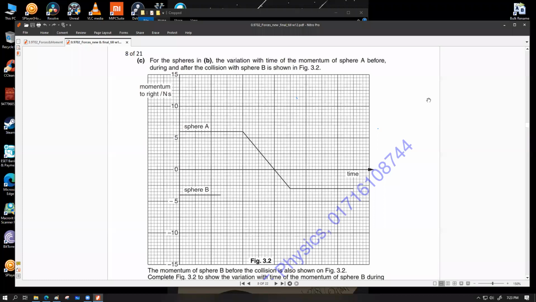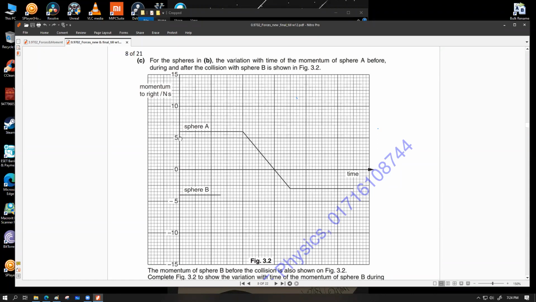The variation with time of the momentum of sphere A before, during, and after the collision with sphere B is shown in figure 3.2. So on the y-axis we have the momentum plotted. On the x-axis we have the time plotted. And this one is the uniform velocity of sphere A, which is starting to change at this time instance.